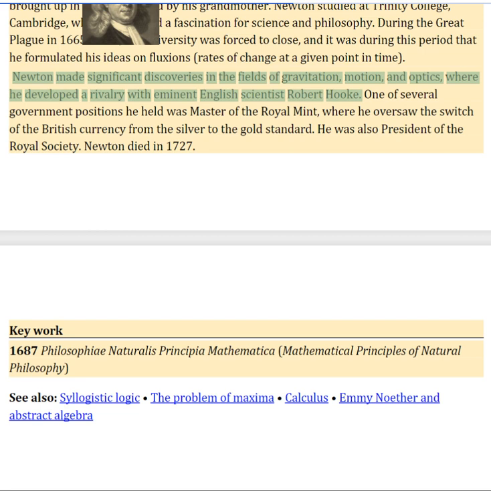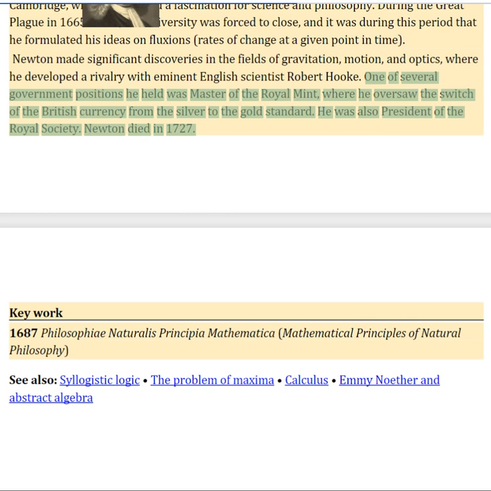Newton made significant discoveries in the fields of gravitation, motion, and optics, where he developed a rivalry with eminent English scientist Robert Hooke. One of several government positions he held was Master of the Royal Mint, where he oversaw the switch of the British currency from the silver to the gold standard. He was also President of the Royal Society. Newton died in 1727.